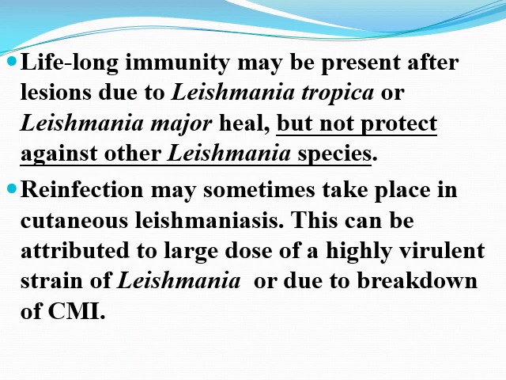Leishmaniasis gives lifelong immunity, but it is species specific. In other words, Leishmania major gives immunity to Leishmania major, and Leishmania tropica to Leishmania tropica only. So reinfection sometimes occurs because the individual was infected with a large dose or a highly virulent strain of Leishmania, or the cell-mediated immunity has broken down. We can suffer from reinfection, but a single infection gives lifelong immunity.